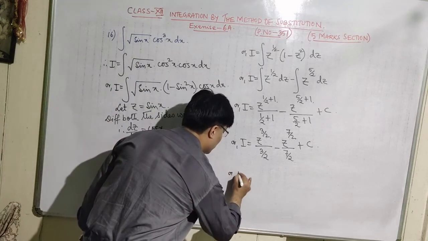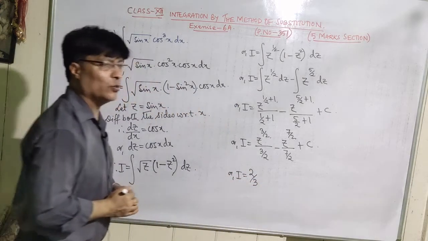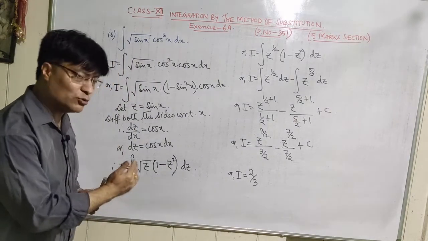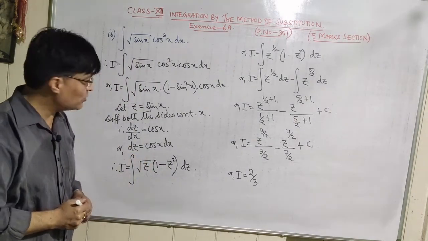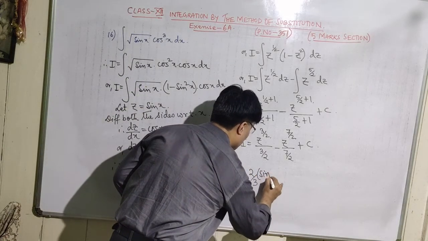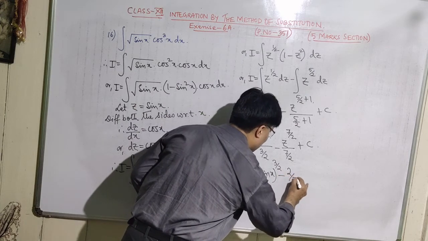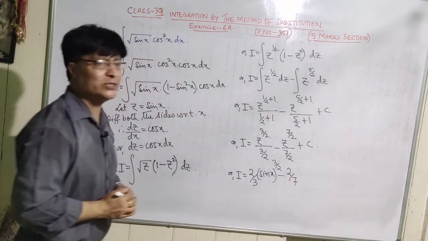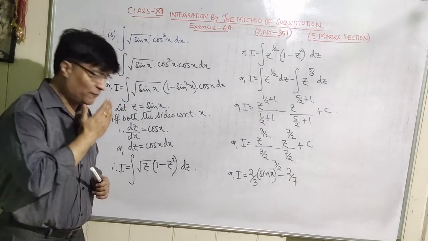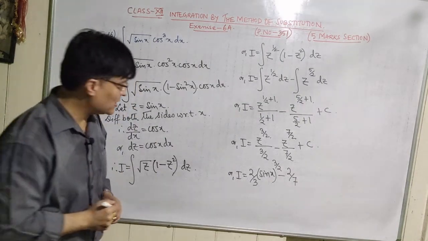So, or I is equal to, this becomes 2 by 3. When this denominator 3 by 2 goes up in the numerator, it becomes 2 by 3. And what is the value for z? It is sin x. This is sin x whole to the power 3 by 2, minus again this 7 by 2 which is in the denominator. If it goes up in the numerator, it becomes 2 by 7.